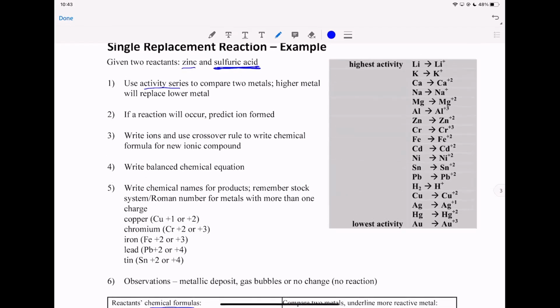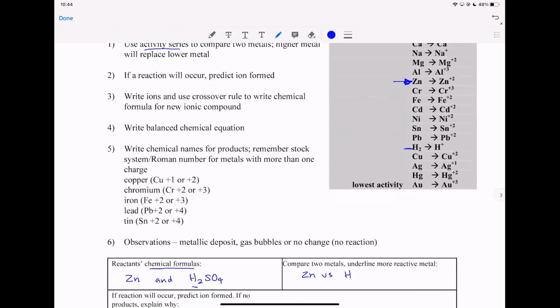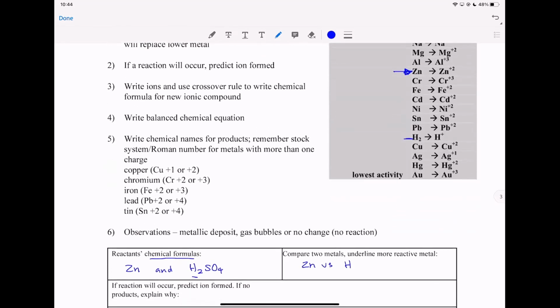So looking for the zinc and hydrogen, I see zinc is here and the hydrogen's down here. So this zinc is higher. And if zinc is the metal alone, which it is, it will replace. Okay, so zinc is more reactive because it is higher and it will replace the hydrogen. So let's do this, which says underline the more reactive metal. So the zinc is the more reactive. So all I have to do is underline it.